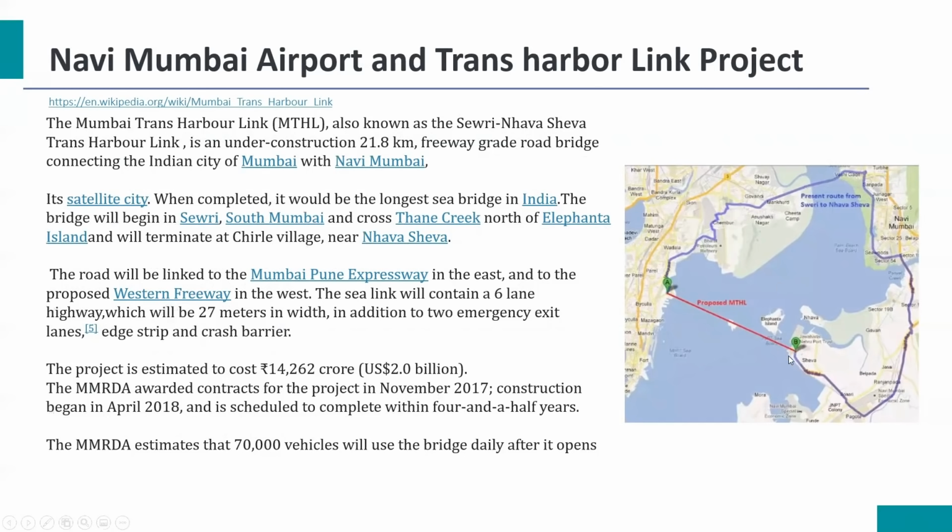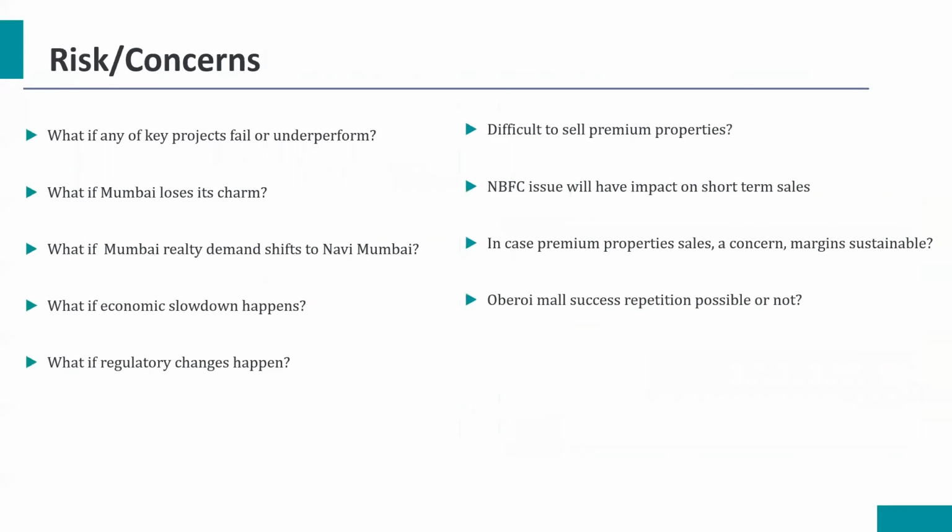So if this Trans Harbour Link comes, instead of traveling from here to here, you can directly travel from here to here. But again, I don't see it as a major risk, because nothing stops Oberoi, even if there is a demand shift of real estate, from shifting from this area to Navi Mumbai or the Thane area. Of course, they will have to buy land parcels and do all that. But I see this more as commercially beneficial than something which will highly impact these areas, because the belt in which Oberoi is present is more around this side than this side. So I don't see some of these as risks, but we need to monitor.